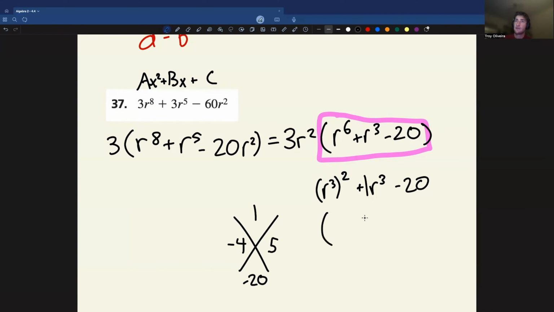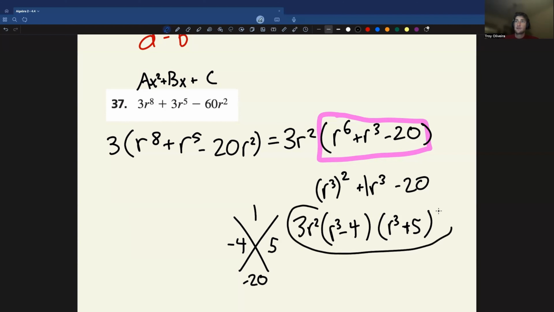Okay, and so now our solution is r to the 3rd, right? Because it's not just r, but r to the 3rd is sort of what we're using as our x. R to the 3rd minus 4 times r to the 3rd minus 5, or plus 5, sorry. And remember, we still had that 3r squared in there as well. And so there is our solution.